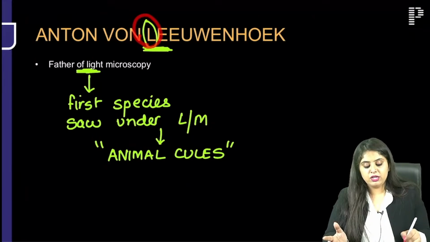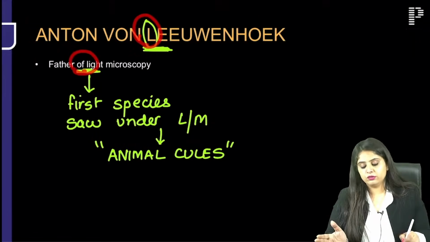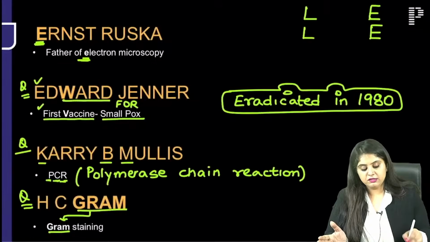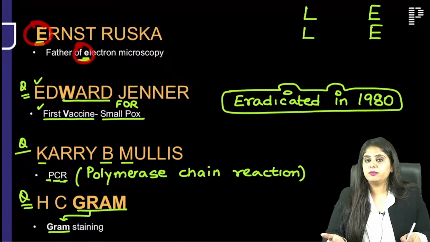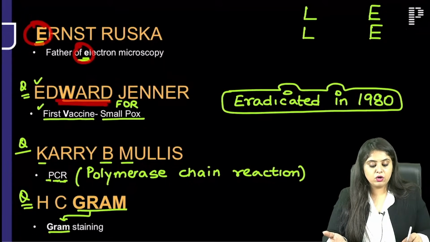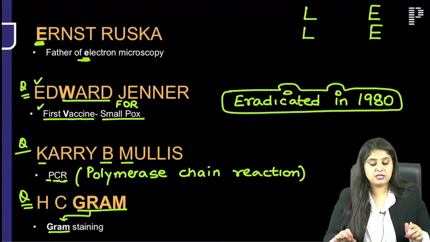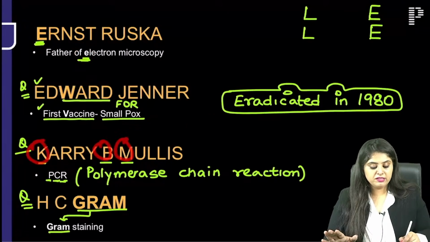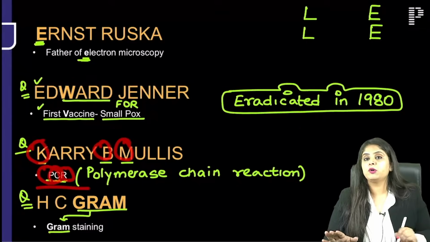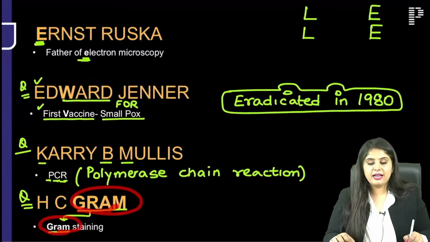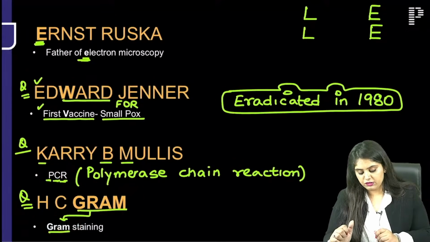We have Anton von Leeuwenhoek, who's the father of light microscope. We have Sir Ernst Ruska, who's the father of electron microscope. Edward Jenner got an award for vaccine for smallpox. Smallpox has been removed from the country and the world. Kary B. Mullis, 3 alphabets, so 3 alphabets polymerase chain reaction. H.C. Gram stain, that is obvious.